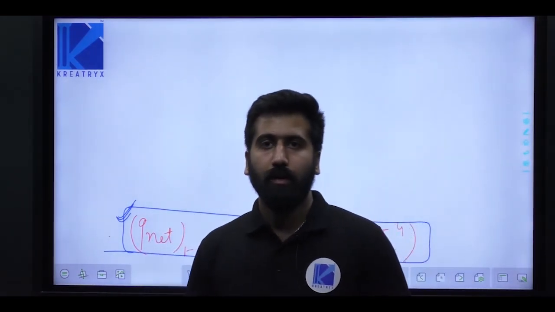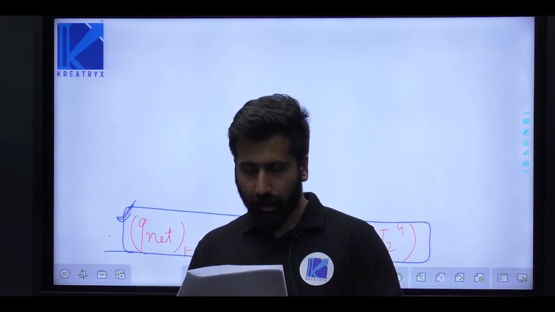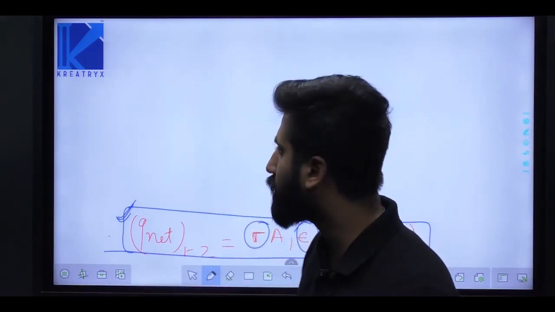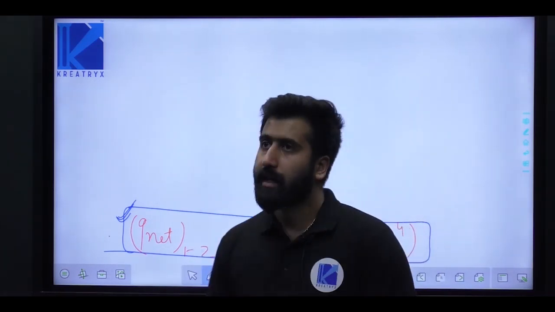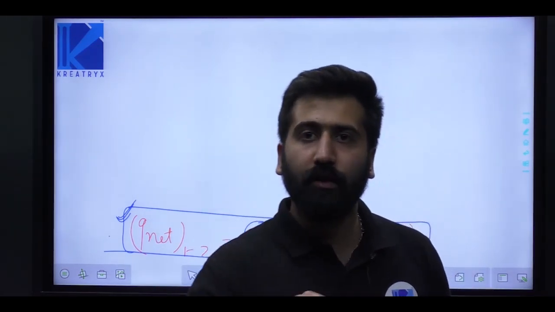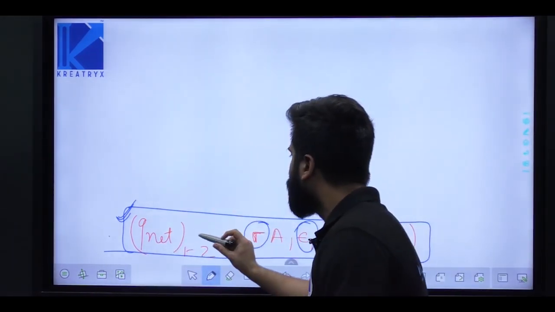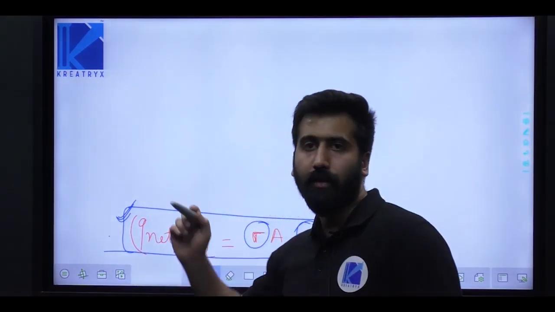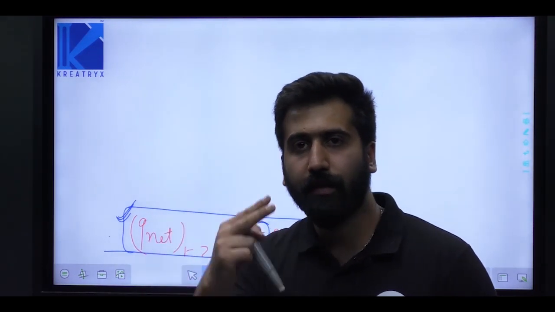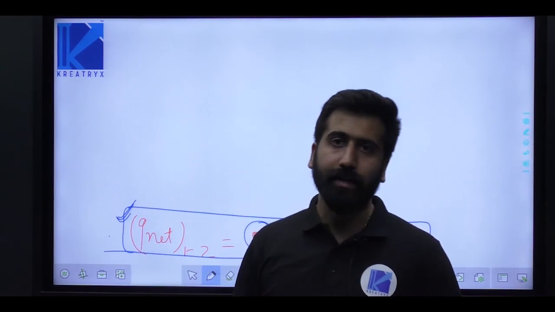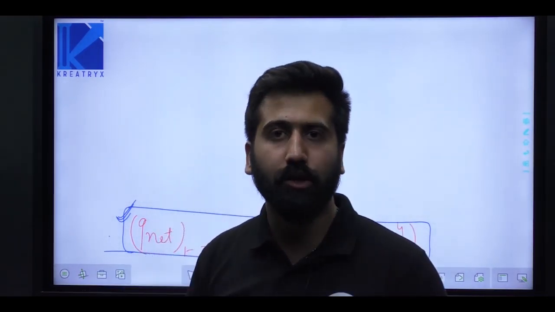So now, the question asks for the rate of change of temperature of the sphere when its temperature is 200 degrees Celsius. Can I say that the rate of heat lost by the sphere will be equal to the net rate of radiation exchange between the two bodies? And how can I write the rate of heat lost by the sphere?